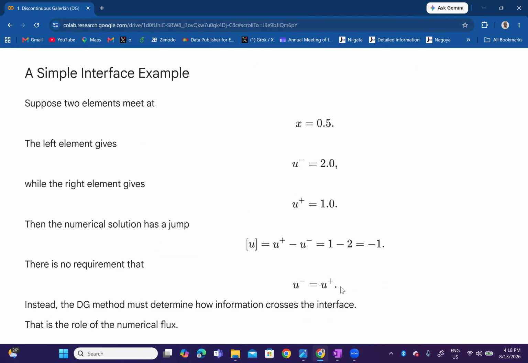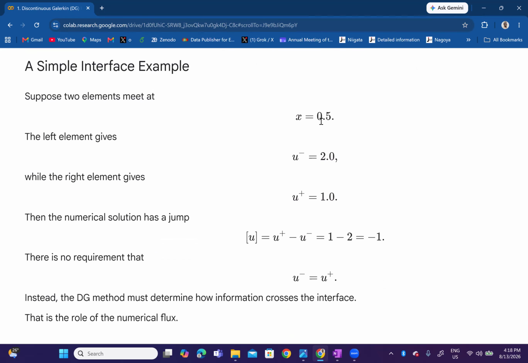So we have a simple interface example here. Suppose two elements meet at x equals 0.5.